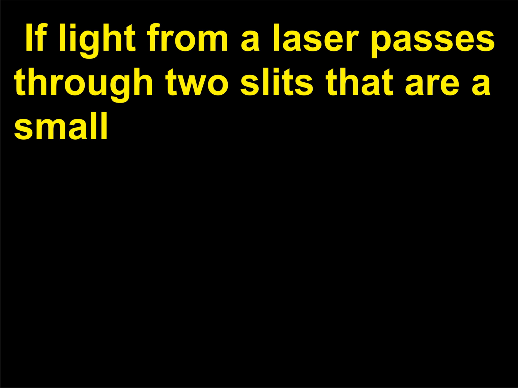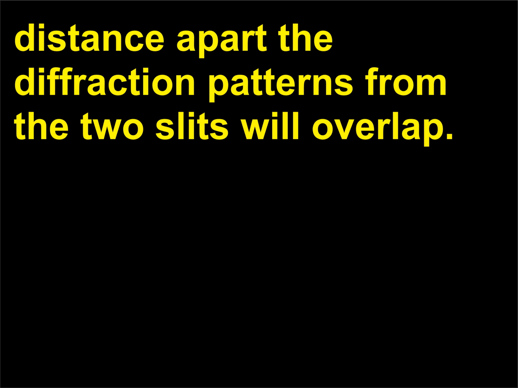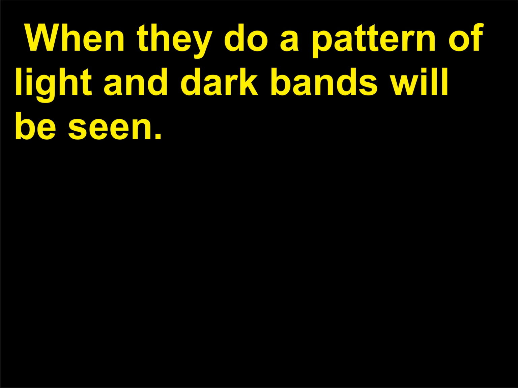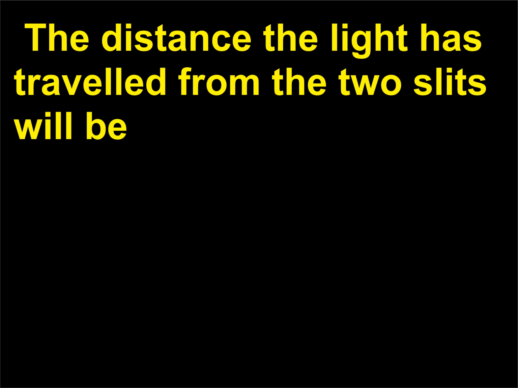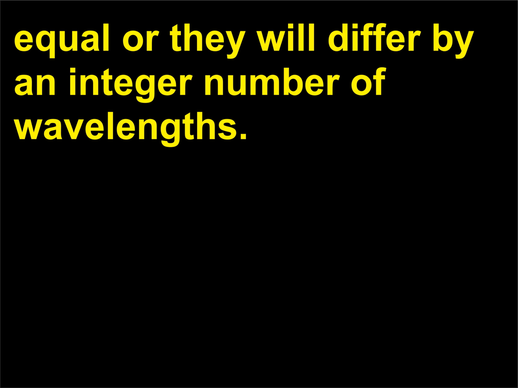If light from a laser passes through two slits that are a small distance apart, the diffraction patterns from the two slits will overlap. When they do, a pattern of light and dark bands will be seen. The bright bands are where waves from the two slits are constructively interfering. The distance the light has traveled from the two slits will be equal, or they will differ by an integer number of wavelengths.